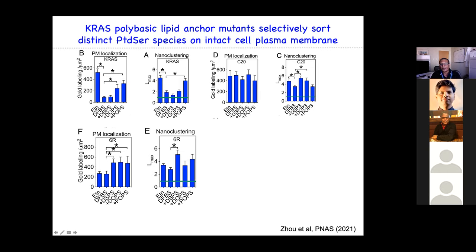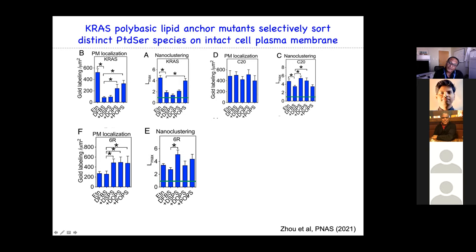The same with KRAS membrane clustering, and also localization on the membrane. I'm not showing that here. Okay, and they have done the same thing for the C20, that is, with the geranylated species, in terms of gold labeling, as well as LMAX. And also gold labeling and LMAX for the 6R.